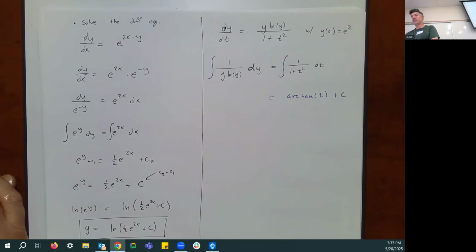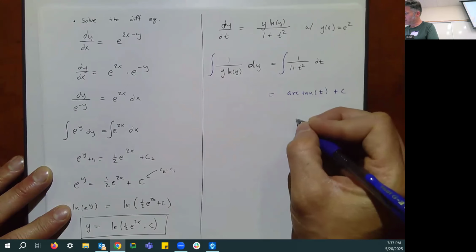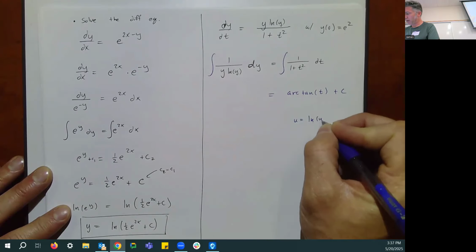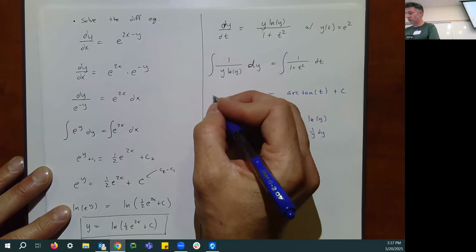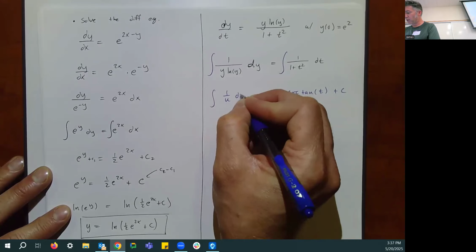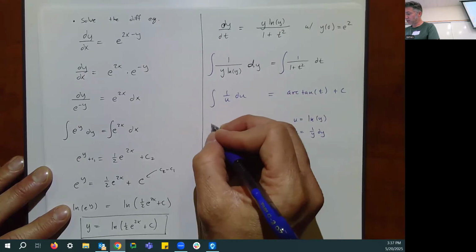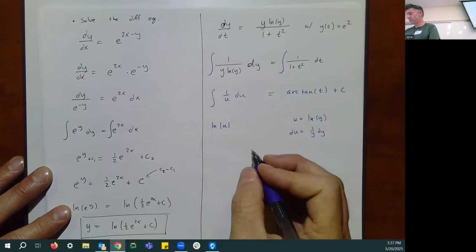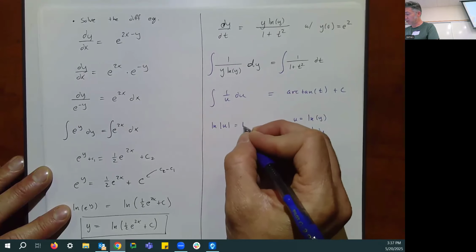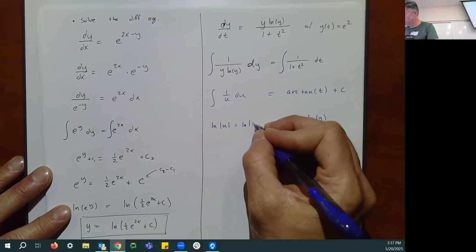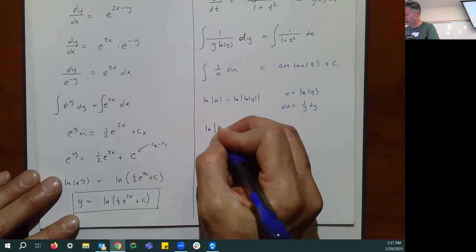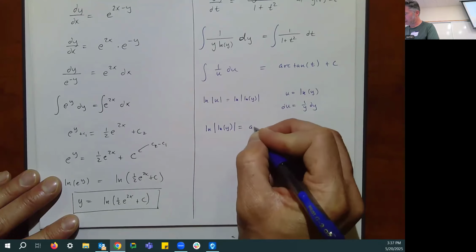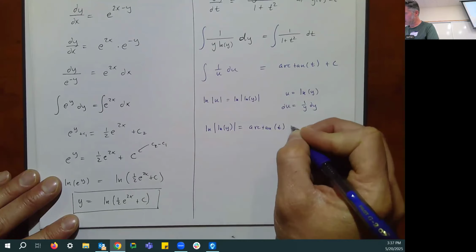The left-hand side, we have to do a u-sub. We're going to let u equal the natural log of y. Our du is 1 over y dy. So this ends up becoming the integral of 1 over u du, which is then going to be the natural log of the absolute value of u. And then that's going to be the natural log of the absolute value of the natural log of y. So here's our solution. It's the natural log of the absolute value of the natural log of y equal to the arctangent of t plus c.